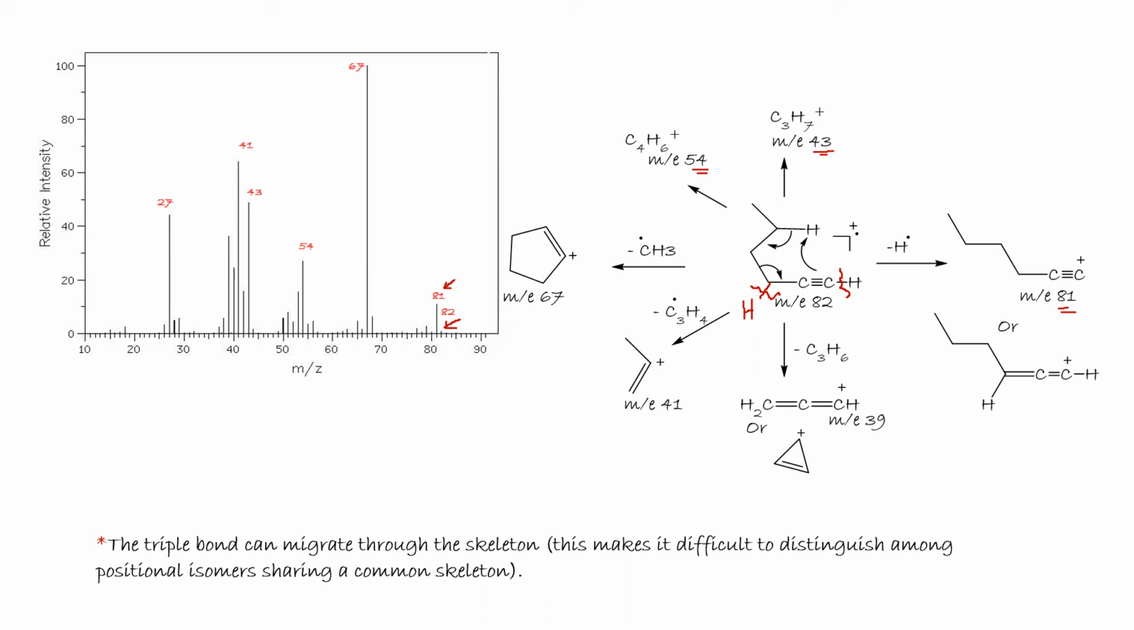We can lose CH3 to get a peak at 67, m/z. We can lose C3H4, cut in here, to get a peak at 41. 41, 43, 55, 67. We can also lose C3H6 and we get this species at 39.